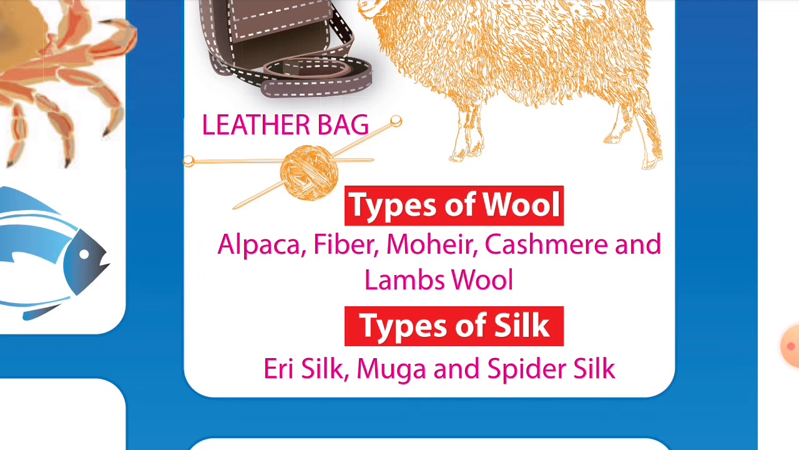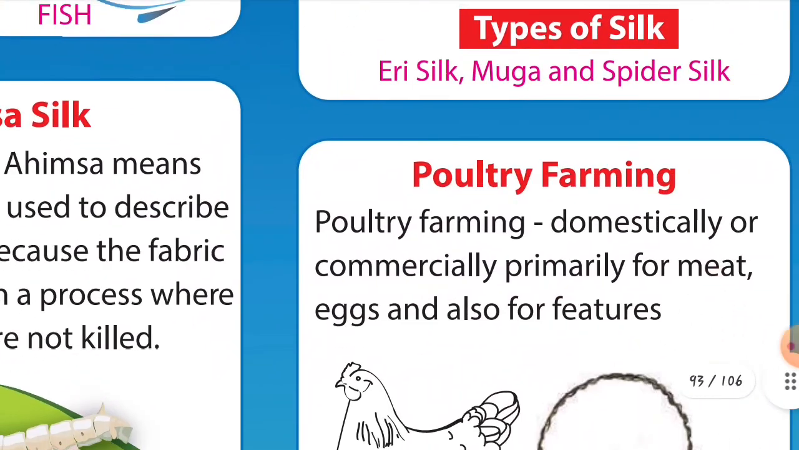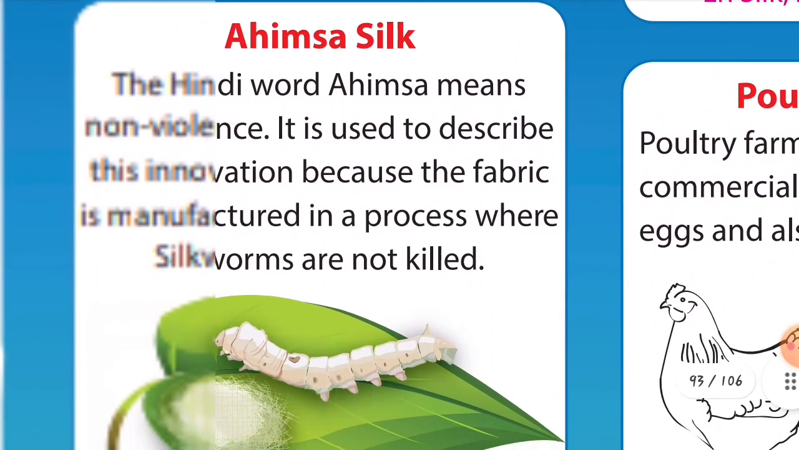So types of silks, you already know: eri silk, muga silk and spider silk. These are all the different types of silk. Now let's see the Ahimsa silk.